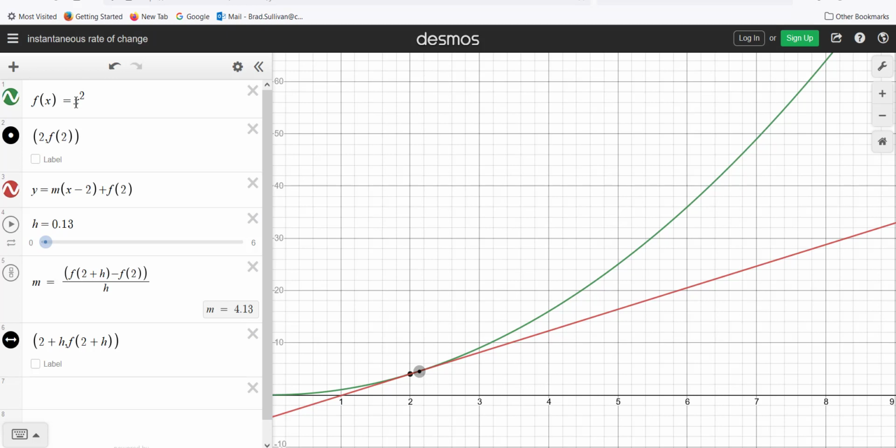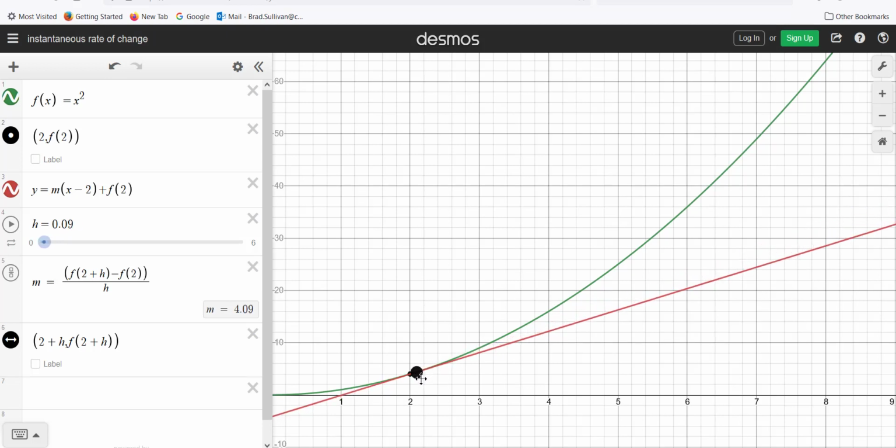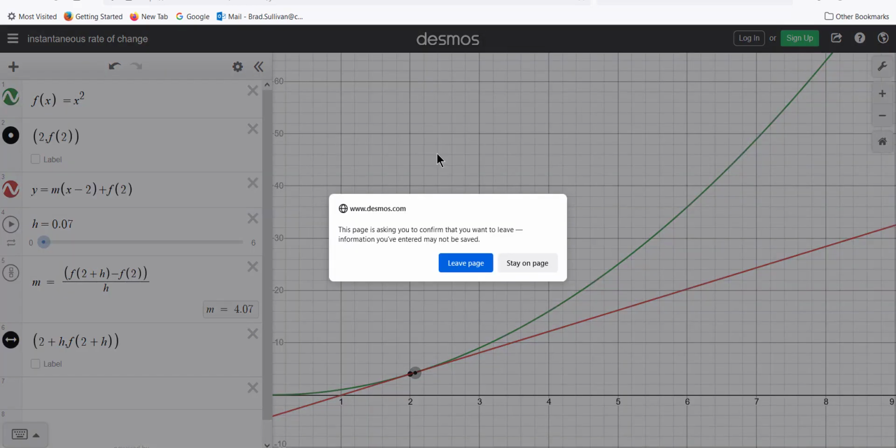If you took the derivative of x squared, you would get 2x, and if you plugged x equals 2 into the derivative, you would get 4. So that's the idea: those points get infinitesimally close, and that slope gets close to 4, which is the slope of a tangent line. Okay, so that's the idea.